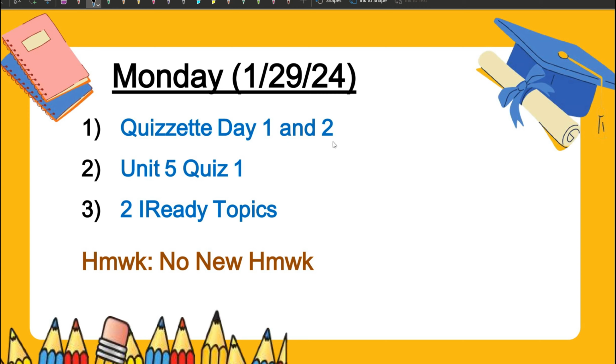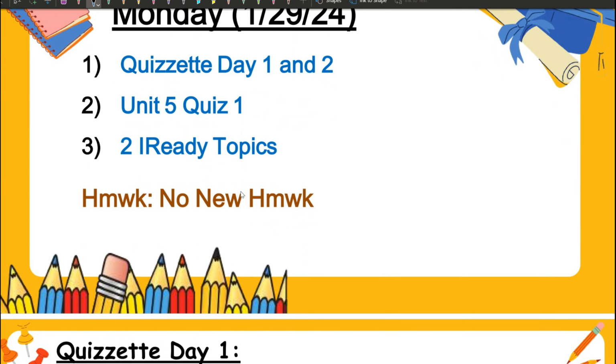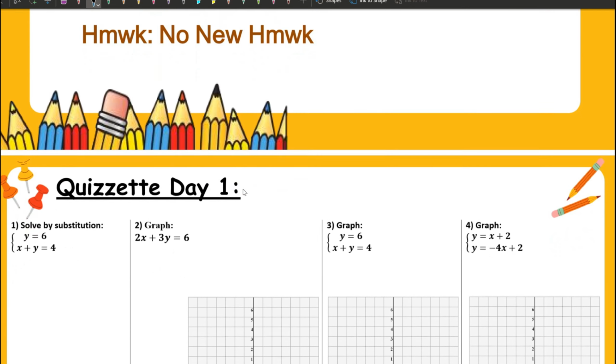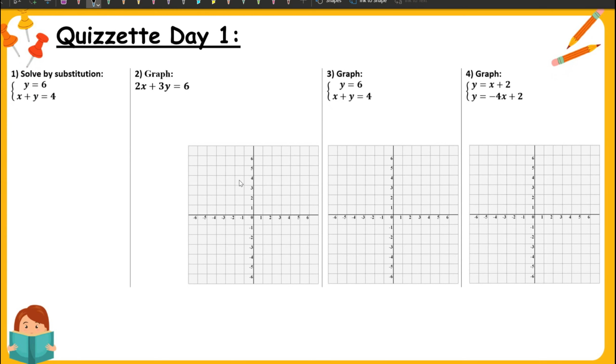Ms. Barker, you will have 5 minutes to work on Quizzette Day 2, and Ms. Barker will choose some of you to go to the board to do the problem. After that, you will work on the Delta Math Unit 5 Quiz 1. There's going to be 3 questions on your quiz, which is about graphing system linear equation. If you did your homework, the quiz should be easy. And then if you have extra time, you're going to do iReady topics.